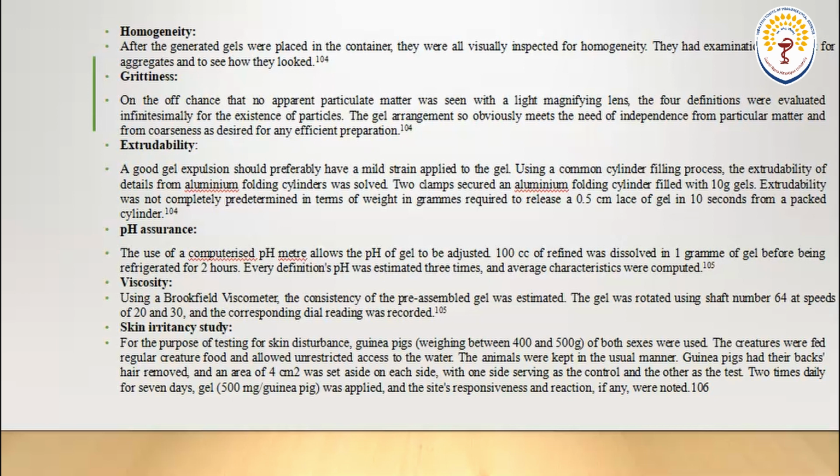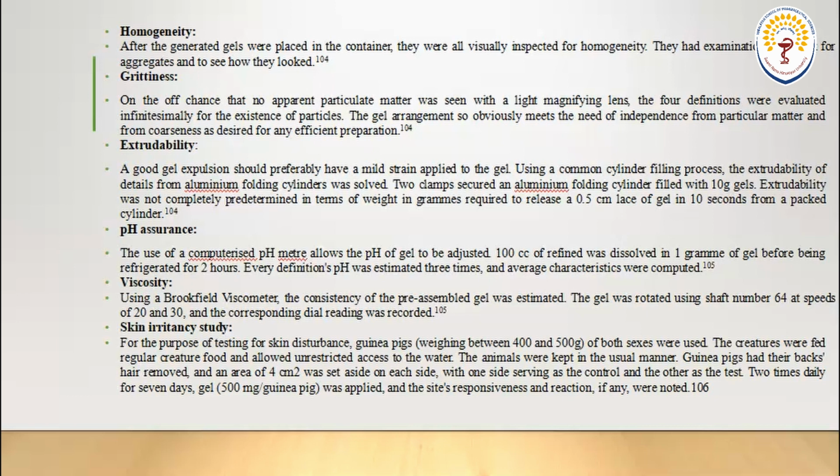Homogeneity is generally examined visually. We can see that no gritty particles or aggregates are present in the prepared gel. Grittiness: we check for any apparent particulate matter using a light microscope.